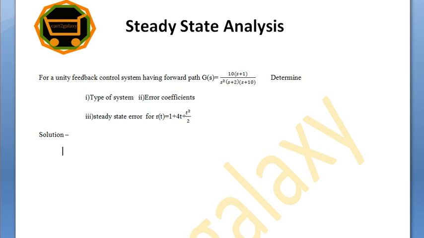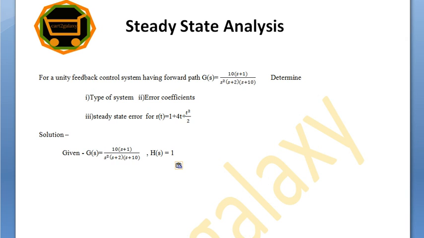Our example is for a unit feedback control system having forward path G(s) equals 10 times (s plus 1) upon s square times (s plus 2) times (s plus 10). We have to determine first the type of system, then the error coefficients, and the last one is the steady state error for r(t) equals 1 plus 4t plus t square by 2. This is the total input. R(t) is the total input given.